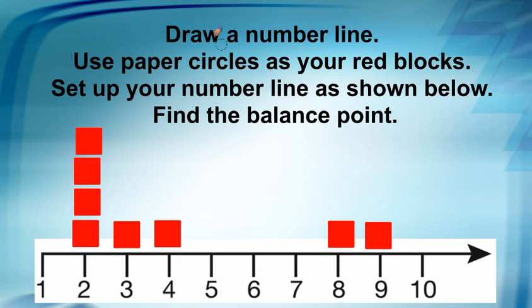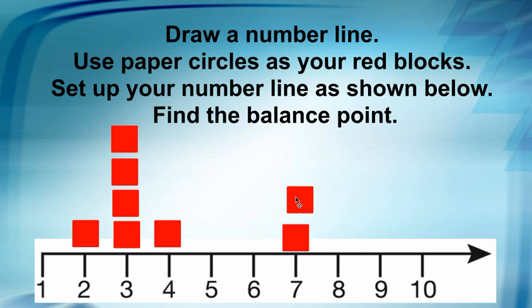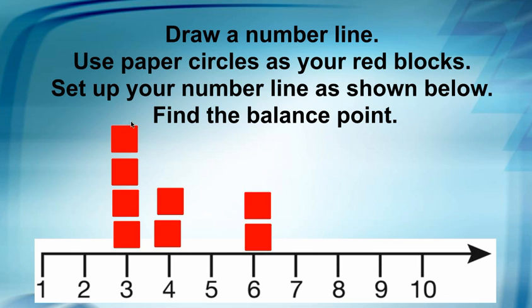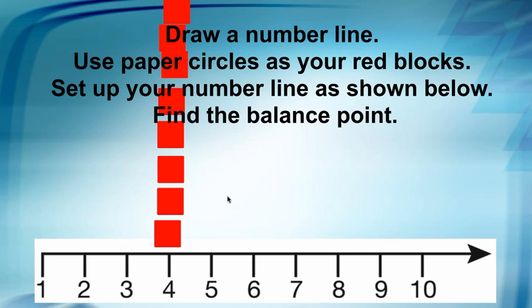And continue this. They're going to continue to move. 1, 1, 1, 1, across your desk. 1, 1. Left, right, left. Make sure you're always pulling from the outside. And now we can start to see that our balance point is going to be the 4.